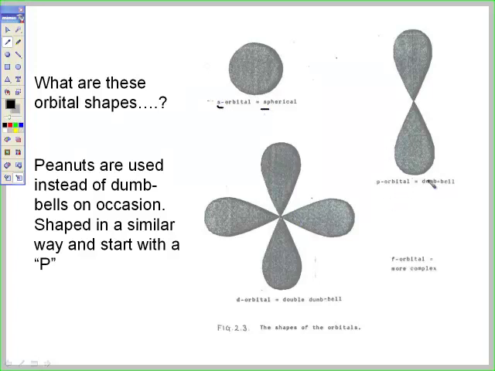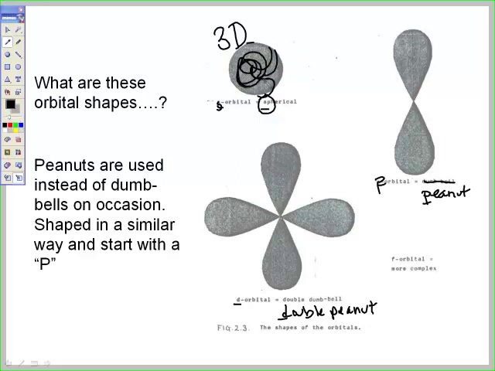A P orbital, this says dumbbell, I'm going to call it peanut. And a D orbital is a double dumbbell or a double peanut. The reason that I changed that one is because if you think of it that way, then the letter of the orbital starts with the letter of its shape. So this would be a three-dimensional region in space where the electron is traveling. So its overall path, when it's going around the nucleus, ends up looking like a sphere.